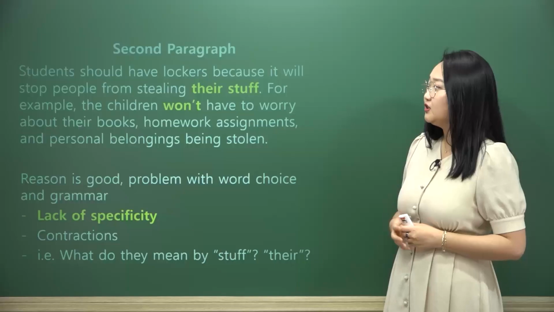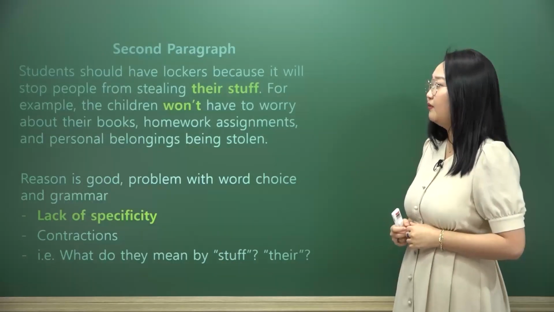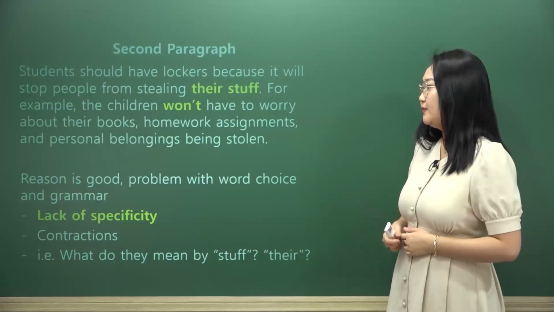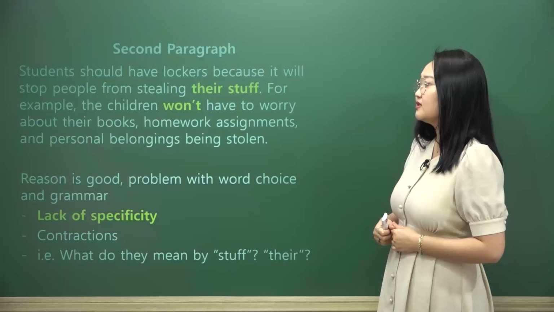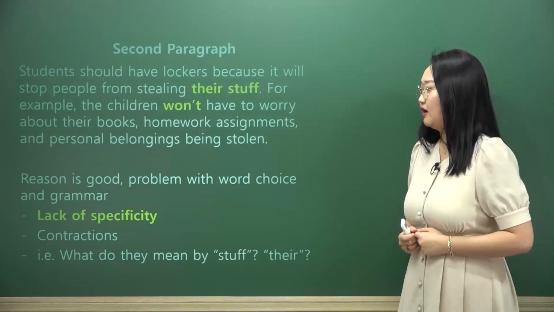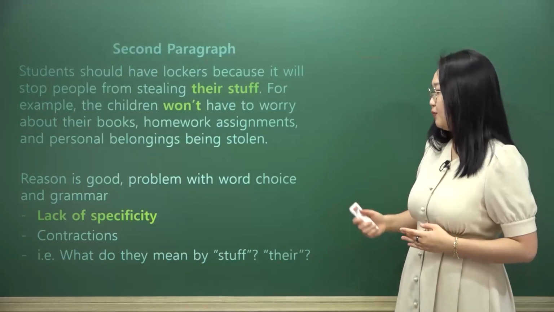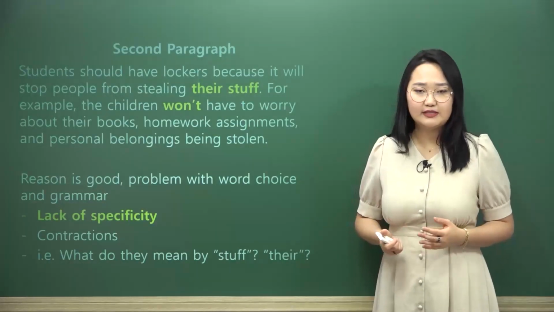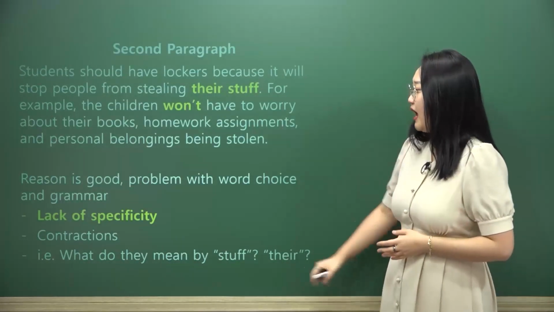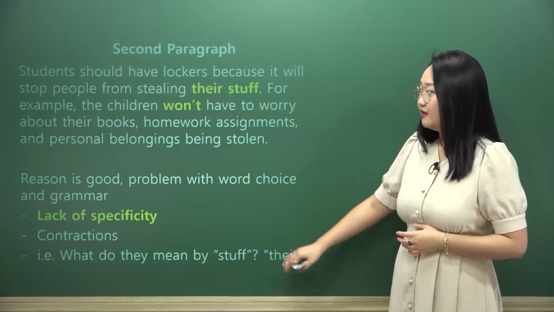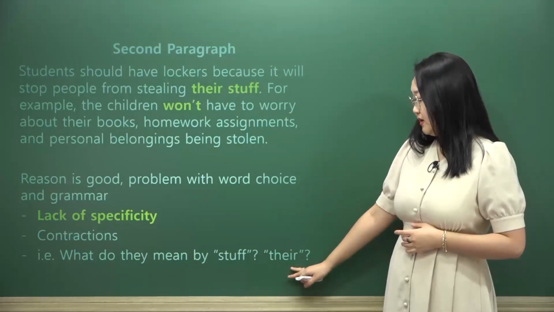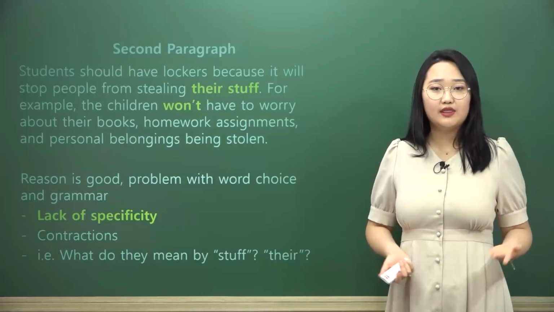Second paragraph: students should have lockers because it will stop people from stealing their stuff. For example, the children won't have to worry about their books, homework assignments, and personal belongings being stolen. The reason is good, but there is a problem with the word choice and grammar. It's a very good reason and a very good statement to make, but there's a lack of specificity, and there are also contractions. What do they mean by stuff? Who do they mean by the word there?